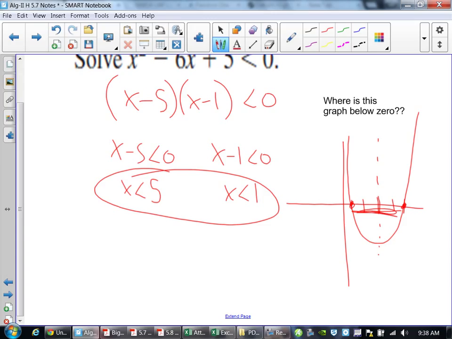I want you guys to think about it the way that this looks. It has to be bigger than 1, but smaller than 5, because you have to think about what the graph is doing. Think about what it looks like.